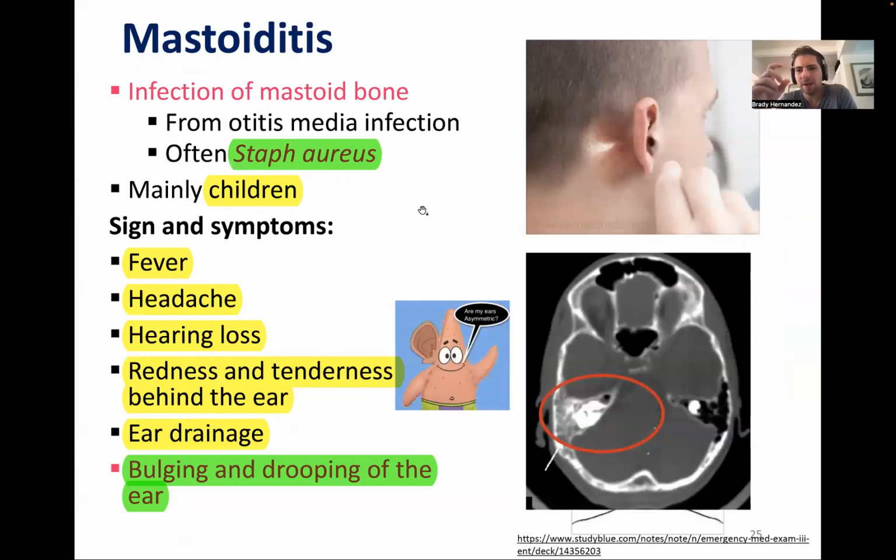Remember, because of the way that kids' eustachian tubes are directed, they're smaller, and the direction of it, they're more prone to ear infections. That's why they get them. You can see this mastoiditis back here, this ear infection. If it goes through the mastoid air cells, it can get to the brain. So you have to be careful with that.